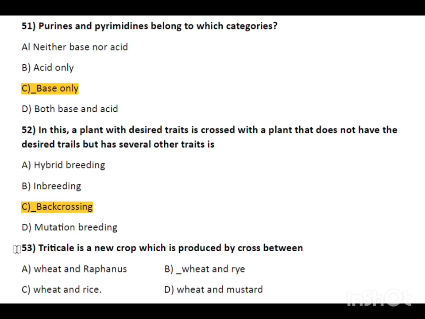Then question number 53. Triticale is a new crop which is produced by cross between option A wheat and raphanus, option B wheat and rye, option C wheat and rice, option D wheat and mustard. The correct answer is option B wheat and rye.